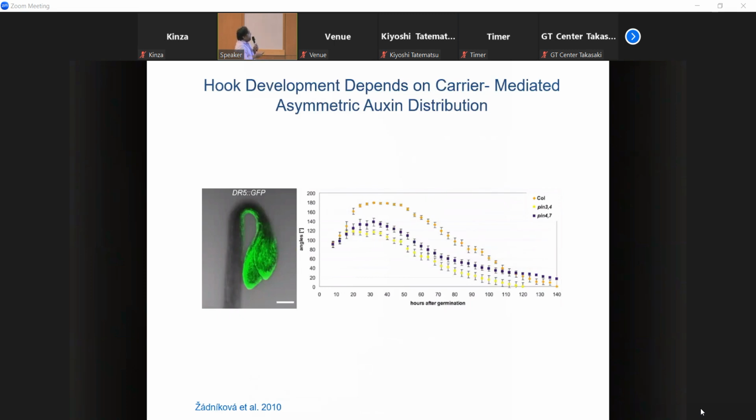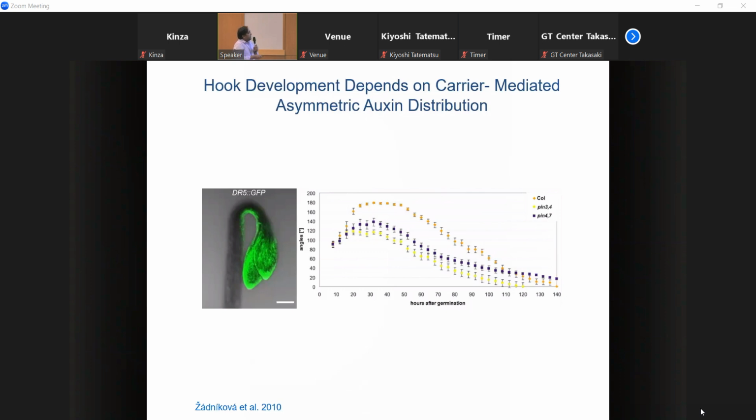Hook development is dependent on carrier-mediated asymmetric auxin distribution. It is well known that auxin forms an auxin response maximum, which can be visualized by the auxin responsive synthetic promoter DR5. Auxin is accumulated on the lower side of the hook, as you can see here, and this asymmetric distribution of auxin regulates hook formation. How this asymmetric distribution is regulated through polar auxin transport is well known.